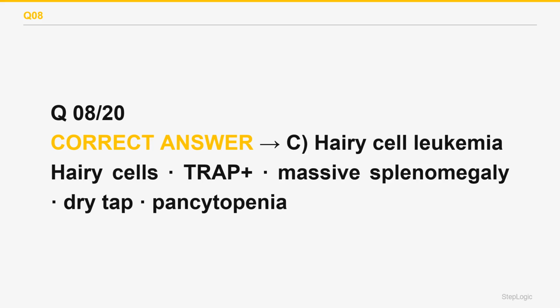The discriminating combination: hairy projections, TRAP positivity, dry tap, massive splenomegaly without lymphadenopathy, separates it from CLL, which has smudged cells and prominent lymphadenopathy, and from CML, which has a high white count with myeloid maturation. Hairy cells plus TRAP equals hairy cell leukemia.